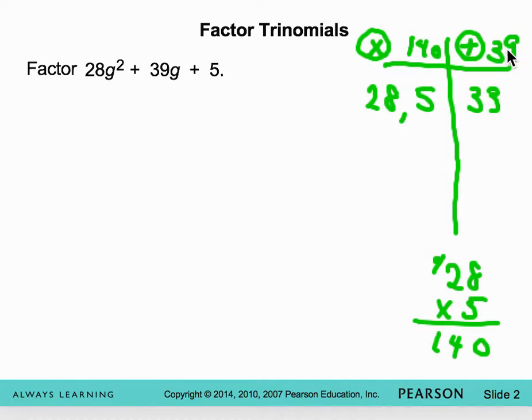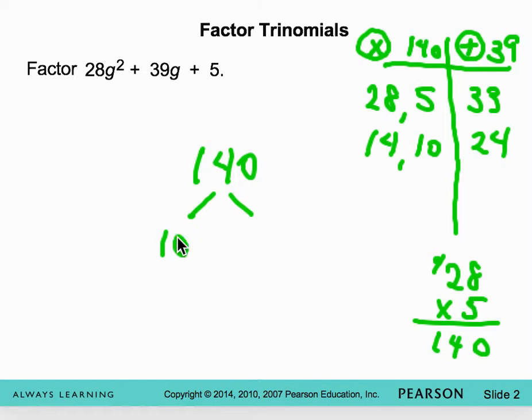Oh, those are really close to the numbers I need. Really close. Let's just change that a little bit. Let's take a 2 out of here and move it over there. So if I took a 2 out of here, 28 divided by 2 would be 14. And 10, oh, I'm at 24. Oh, I got farther away. Okay, so let's think about this. Let's take 140 and write it in its prime factored form.